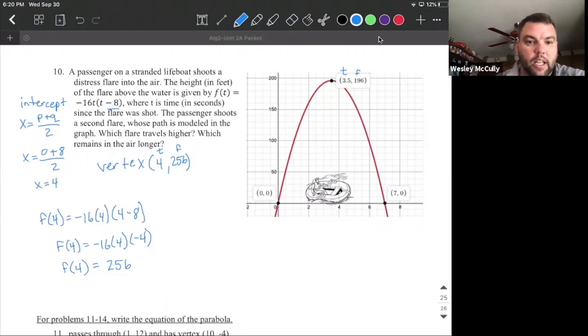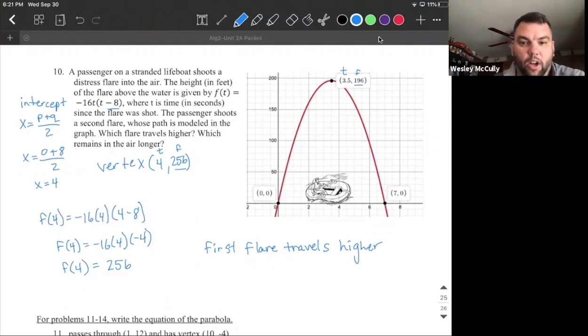It says, which flare travels higher? Well, the height of the equation is 256 and the height of the graph is 196. So the first flare travels higher. Okay, first flare travels higher.